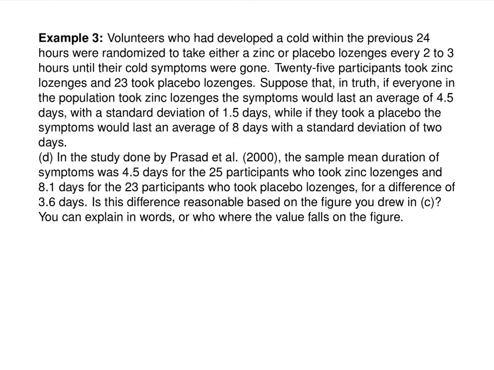In the study done by Prasad et al., the sample mean duration of symptoms was 4.5 days for 25 participants who took zinc, and 8.1 days for the 23 people who took placebo lozenges, for a difference of 3.6 days. Is this difference reasonable based on the figure you drew in C? So the figure we drew back in C, this was 3.5, and then 1 standard deviation away was about 3 and about 4. Now 3.6 days, that falls sort of right there.